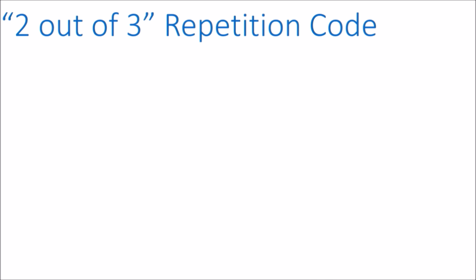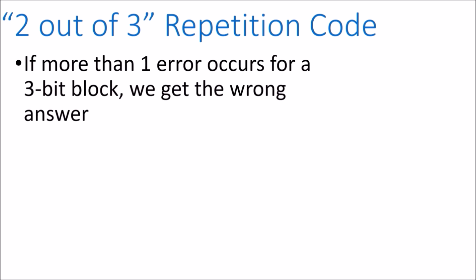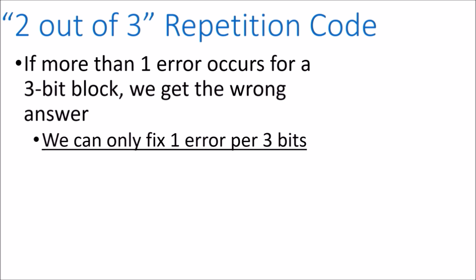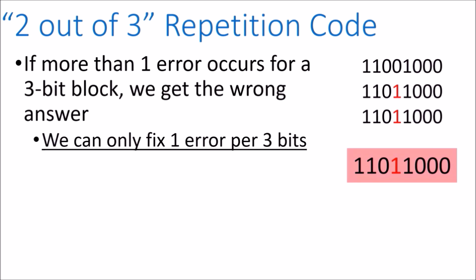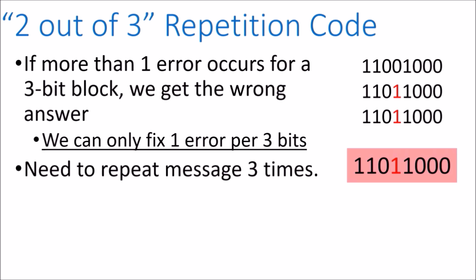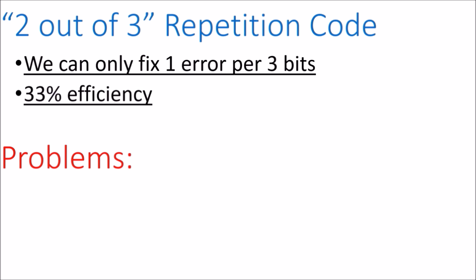So with this best 2 out of 3 repetition code that we're using, if more than one error occurs in a 3-bit block, we get the wrong answer. So this means that we can only fix one error for every 3 bits. Moreover, we need to repeat the message 3 times with this method, so that's only a 33% efficiency, because only 33% of the bits we're sending are actually meaningful data. So there's a couple problems with this method.